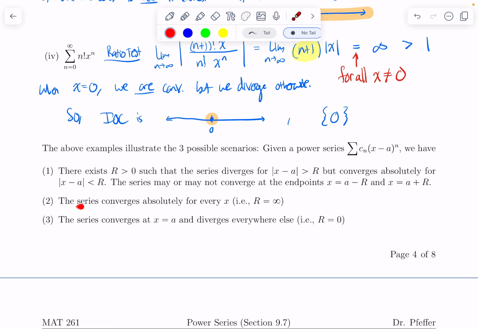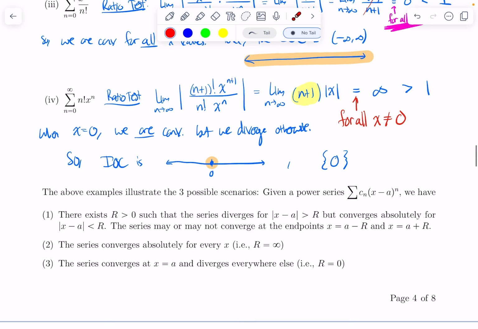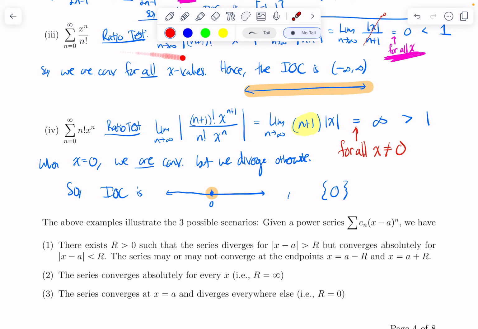Or you converge absolutely for every x, i.e. your radius is at infinity. That's what we saw up here in case 3. Or lastly, the series converges only at your center. That's what we saw right here. And it diverges everywhere else. So your radius is a 0. And that is all of the options that you have for a power series.